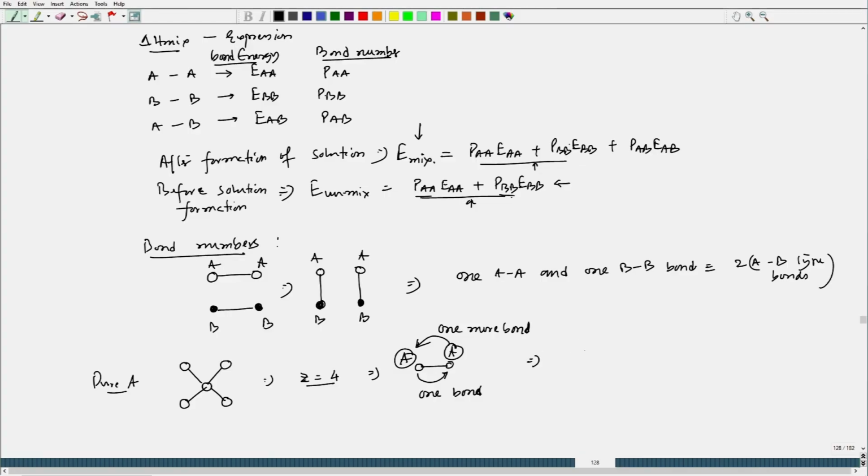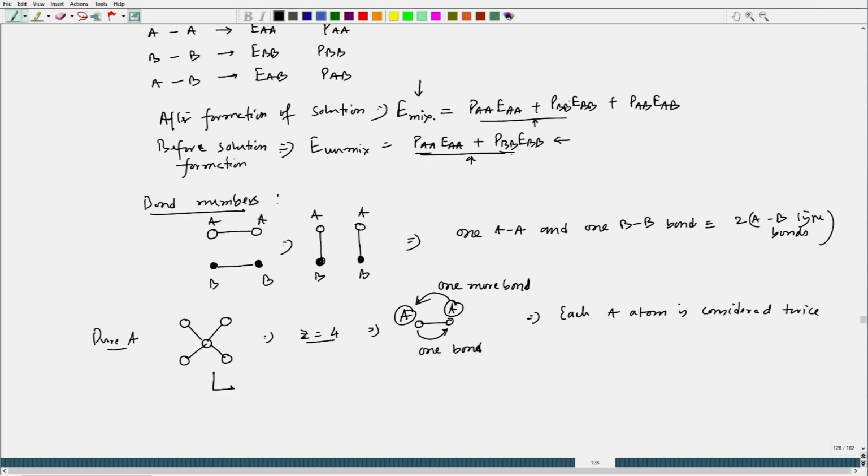So, that means each A atom is considered twice. Now, if I try to find out in this case what is the number of bonds, since it is Z and if I consider this is the lattice, all the corner atoms will have 1/4 of contribution to that particular cell and one is at the center. So, that is another full atom. So, we can see that there are two A atoms in that unit cell.